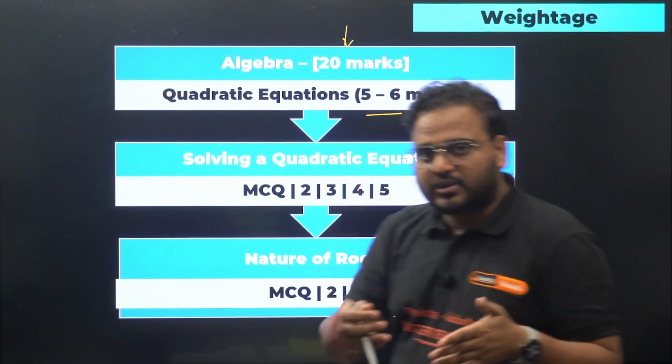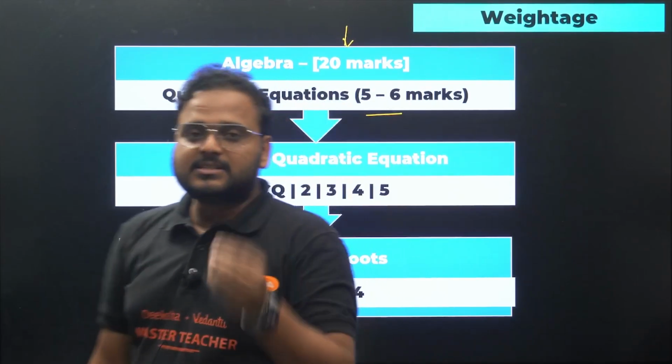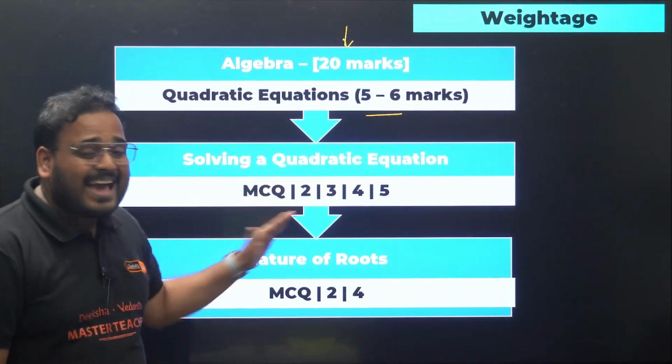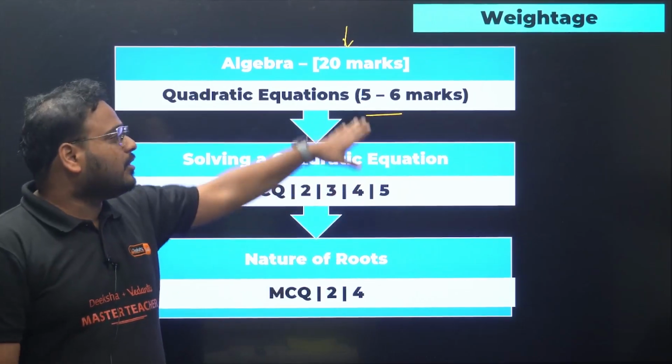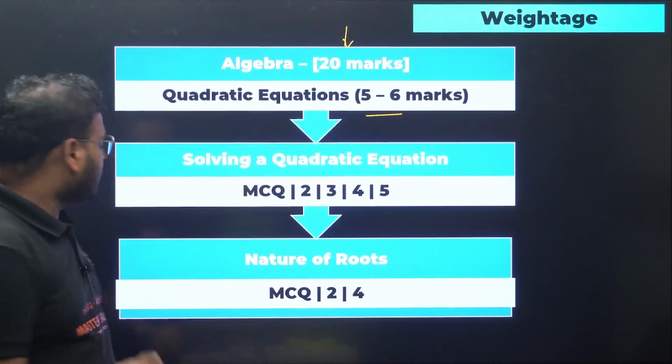If you see the previous year question strand also, you'll understand that this chapter's question can be asked in any of the sections. It can be a 4 marker, can be an MCQ, but total overall 5 to 6 marks will come from here. That is a must.